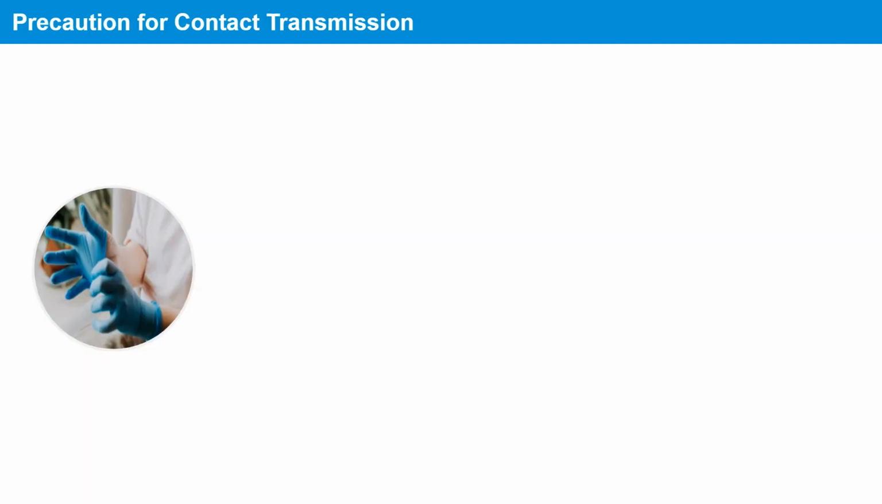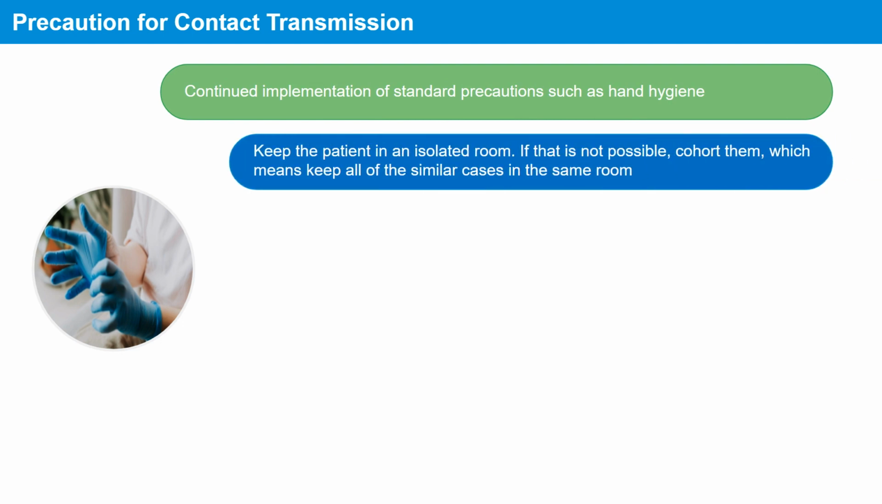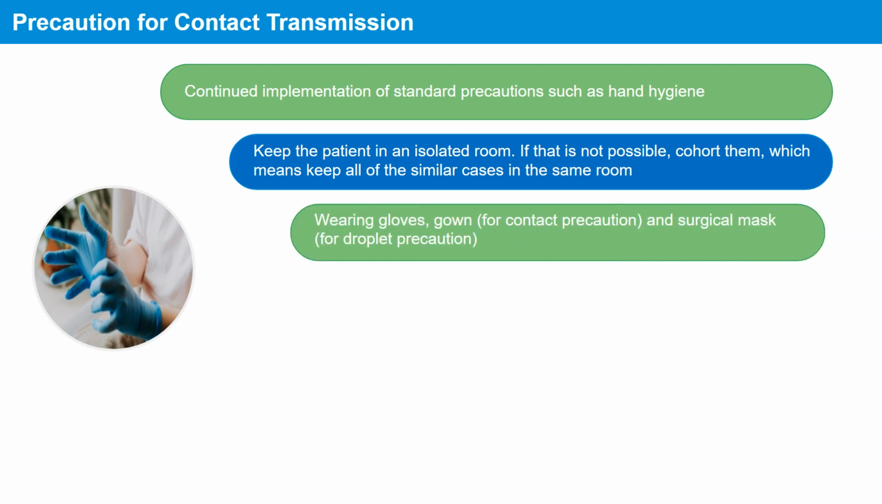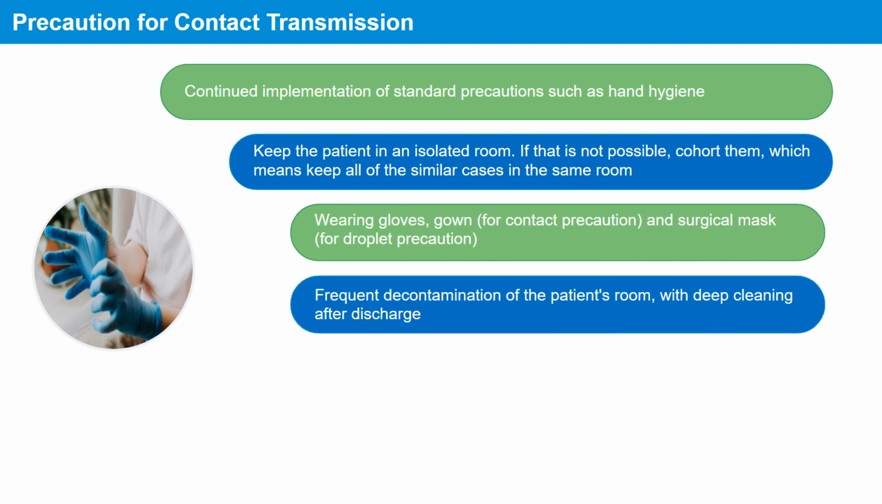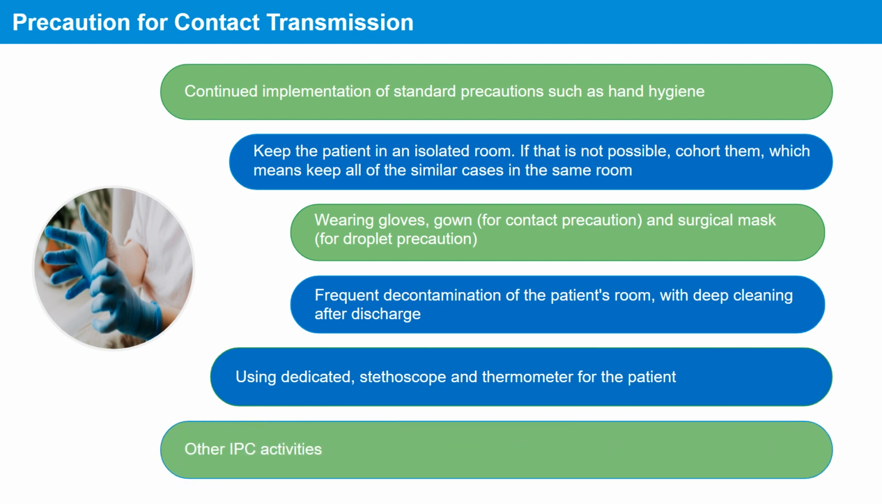Precautions for contact transmission include continued implementation of standard precautions such as hand hygiene, keeping the patient in an isolated room. If that is not possible, cohort them, which means keep all of the similar cases in the same room, wearing gloves and gown for contact precaution, and surgical mask for droplet precaution. Frequent decontamination of the patient's room with deep cleaning after discharge. Using dedicated stethoscope and thermometer for the patient and other IPC activities.